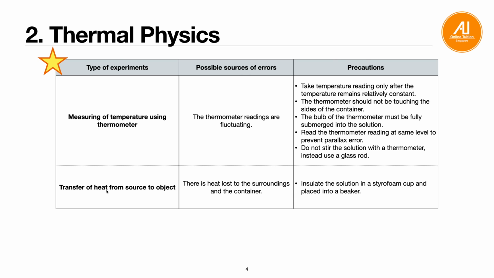Next one. When you try to transfer an object from the source to the object, there might be heat loss to the surrounding or heat loss to the container. So ideally you should insulate the solution in a styrofoam cup. It means you pour the solution in a styrofoam cup and then place it in a beaker. I think this one most students have tried it before in your chemistry maybe. So these two are for your thermal physics.